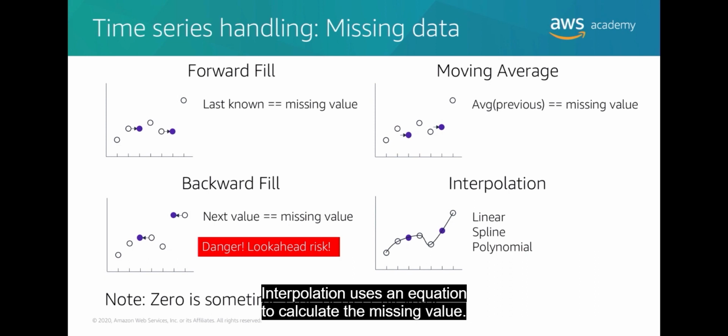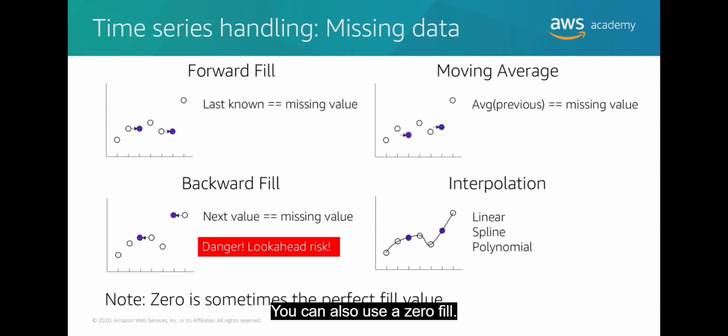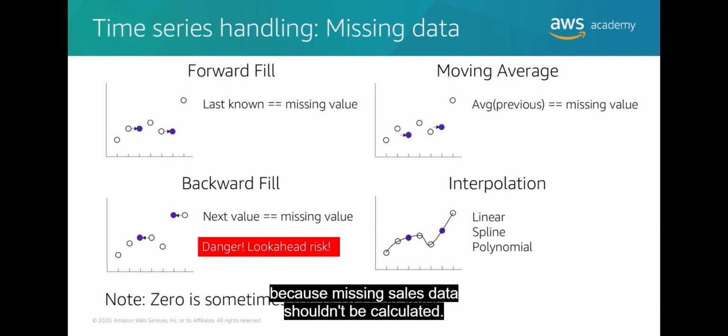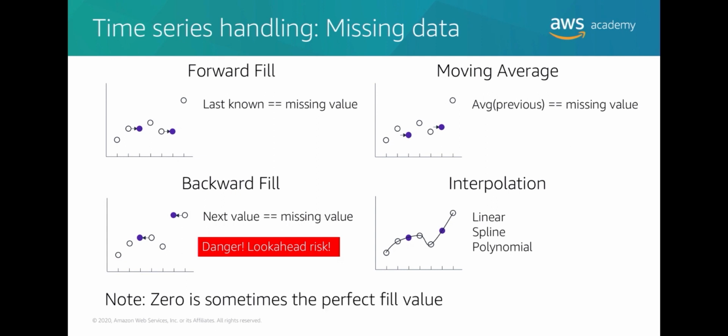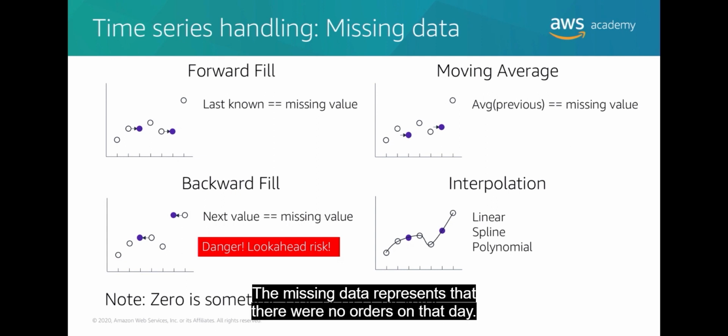Interpolation uses an equation to calculate the missing value. You can also use a zero fill. This is often used in retail because missing sales data shouldn't be calculated. The missing data represents that there were no orders on that day. It would be wise to investigate why this happened, but in this case, you don't want to fill in the missing value.